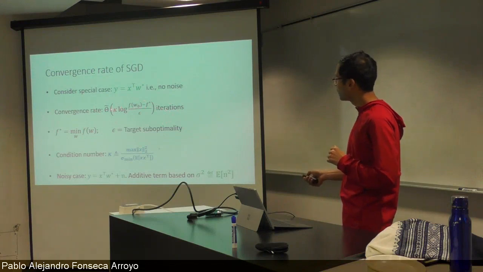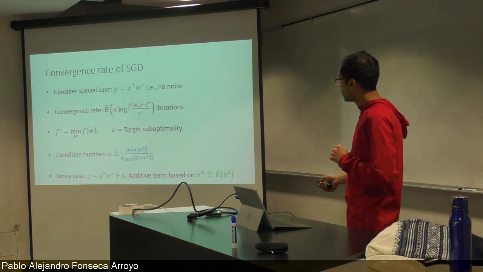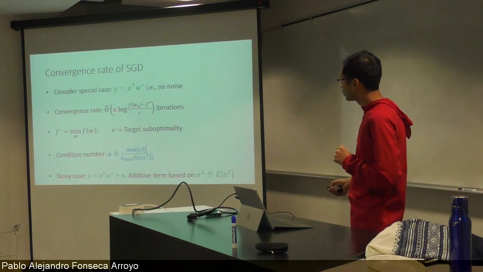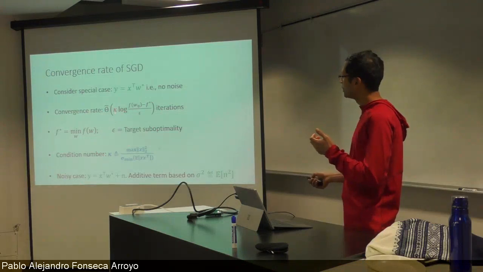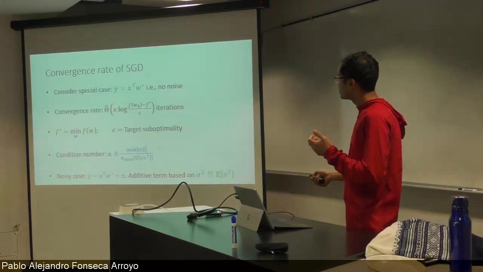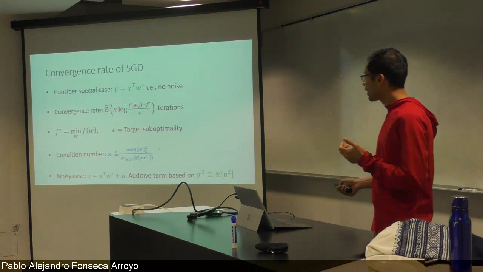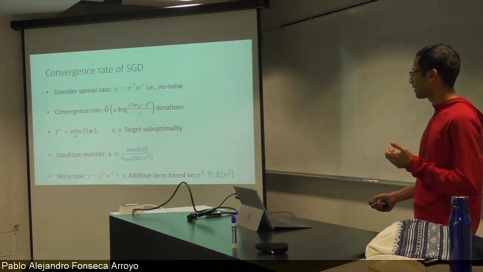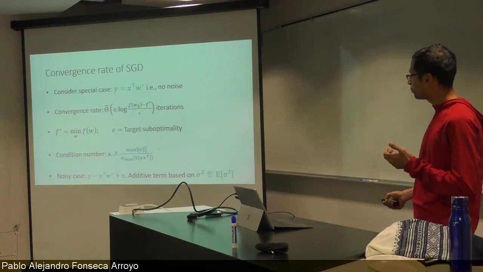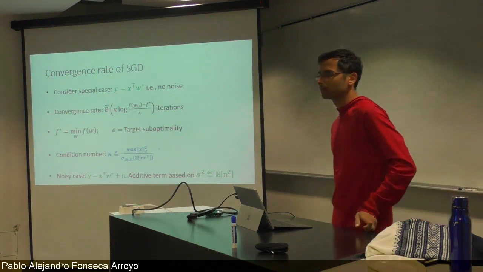So you have linear dependence on the condition number kappa, and log of initial over target suboptimality. There is a slight difference in the way you define the condition number because you are in the stochastic setting, but the convergence rate per se remains the same. And in the noisy case, where you have an additive noise term, so y is equal to x transpose w star plus additive noise, you have an additive term in the convergence rate which depends on the noise variance sigma square.